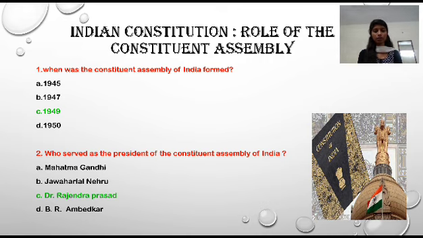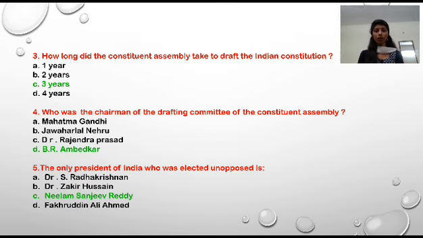The second question was, who served as the President of the Constituent Assembly of India? The options are Mahatma Gandhi, Jawaharlal Nehru, Dr. Rajendra Prasad and Dr. B.R. Ambedkar. The President of the Constituent Assembly of India is Dr. Rajendra Prasad. And the third question is, how long did the Constituent Assembly take to draft the Indian Constitution? The options are 1 year, 2 years, 3 years and 4 years. It took 3 years for the Constituent Assembly to draft the Indian Constitution.